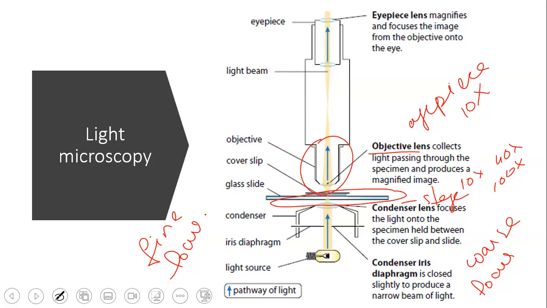Below that, we have this setup. You can't really see this. Below this, we have a light source that is going to be present at the bottom. And above the light source, we have a condenser. The condenser condenses the light, right? It focuses all the light on our slide so we can visualize the image. These are the different parts of the light microscope.